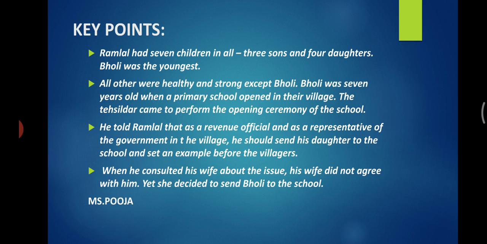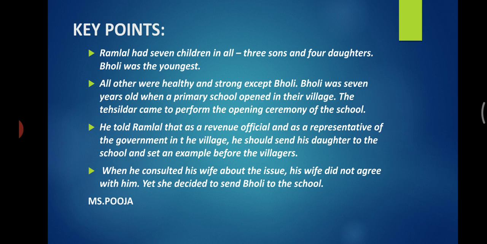Ramlal, the father of Bholi, had 7 children in all, 3 sons and 4 daughters, and Bholi was the youngest one. All others were healthy and strong except Bholi. She was just 7 years old when a primary school was opened in the village. The Tehsildar came to perform the opening ceremony of the school, and he told Ramlal that being a revenue official and a representative of the government, he should send his daughter to the school and set an example before the villagers so that they may also send their daughters to school.